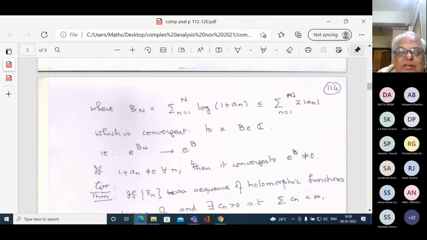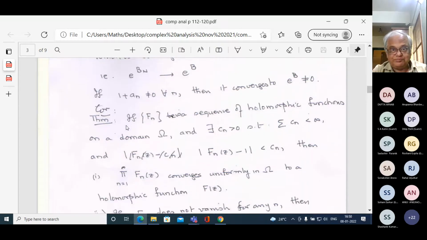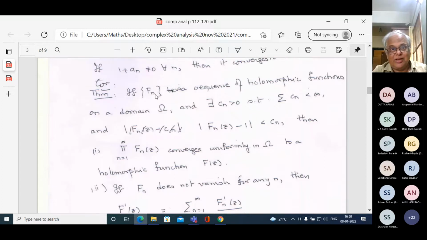So all this I'd done yesterday, and I spent a little bit of time, but there's not much about it. And if each of these 1 plus a_n is not equal to 0, then this product converges to e to the b, which is not equal to 0. And therefore the only zeros are if 1 plus a_n is equal to 0. And therefore you now apply that same idea to the f_n's.